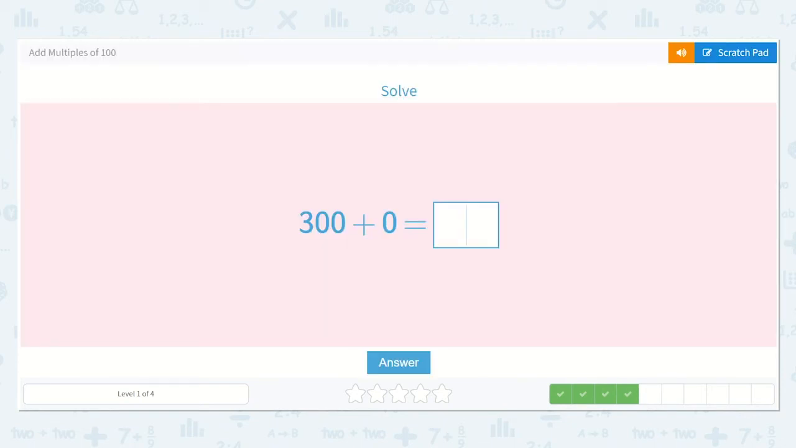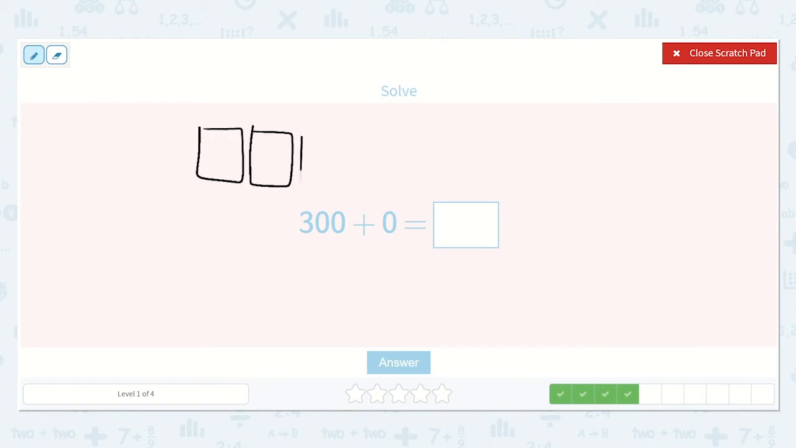Here it is again. Let's show it with a picture this time. 3 hundreds plus 0 hundreds is equal to 1, 2, 3 hundreds.